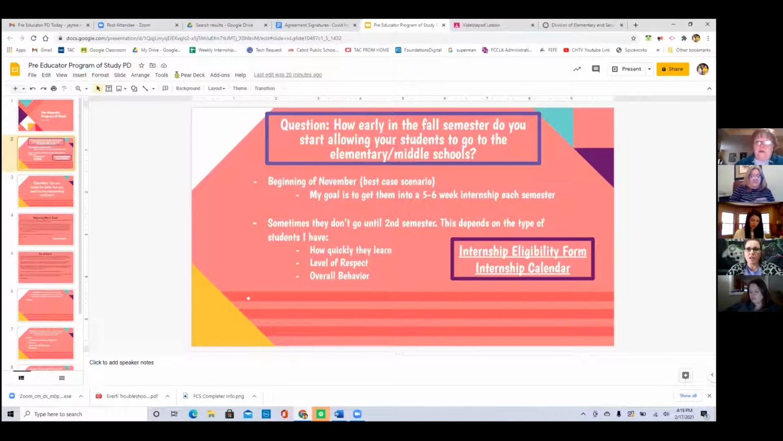But in other years that don't have all the craziness, they still don't go until second semester, and it depends on the things I have there. Sometimes the students learn really slowly and have to go over things a million times, or sometimes they're not respectful. It's just overall behavior. I take a feel for it: are they ready to go or not? Sometimes they just need a couple more presentations before they go out to their internships.